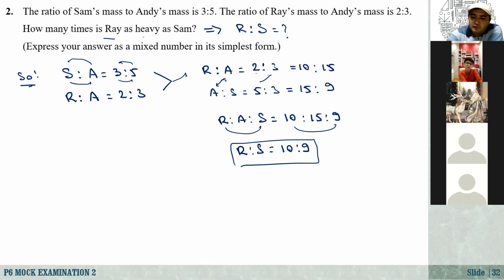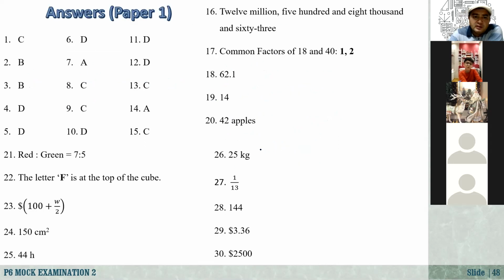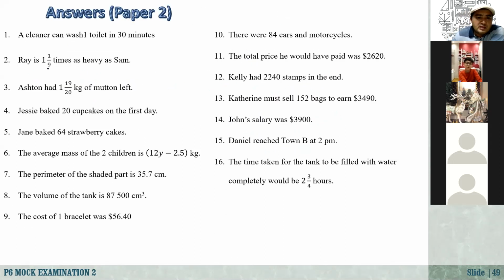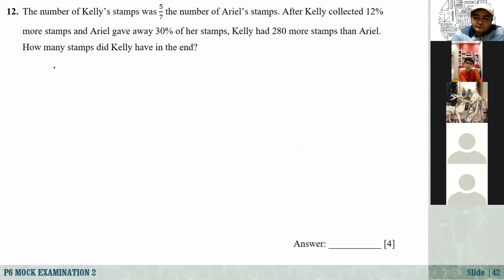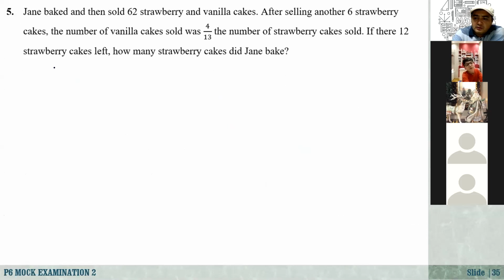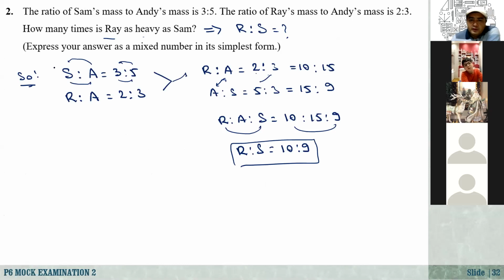And if you check the answer, question 2, right? Question 2 is 10 to 9. So now we need to change it. What is it? That means that's 42. Why is it like this? Or 32, is it? Okay.